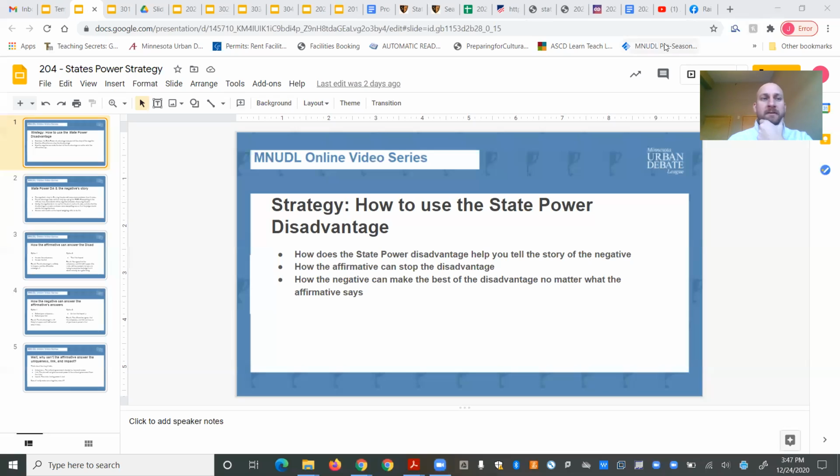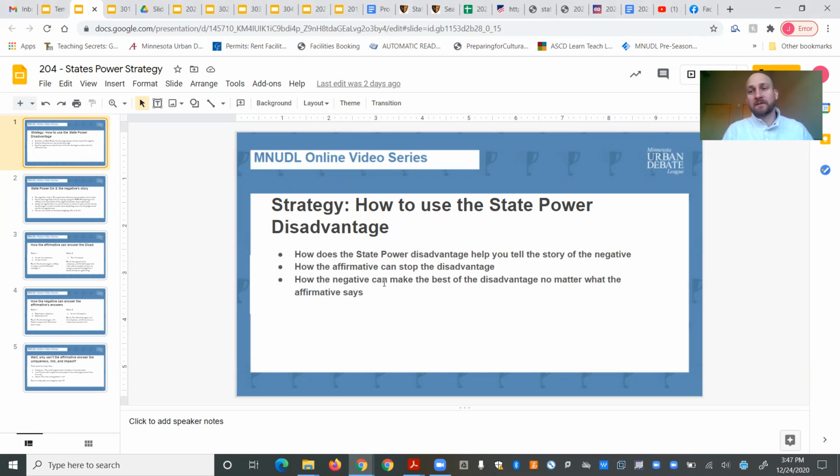Okay, so today we are going to be talking about strategy using the state's power disadvantage. What strategy basically means is thinking about what is the best way to use this argument to get the judge to vote for you, to believe you, right? And to vote for you at the end of the debate. So that's what we're going to be talking about.